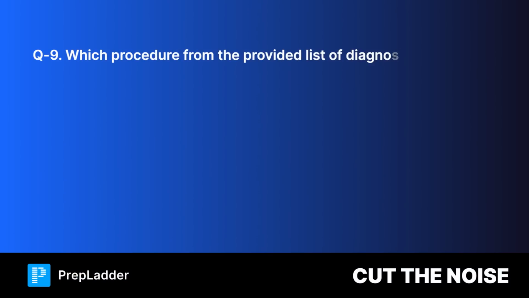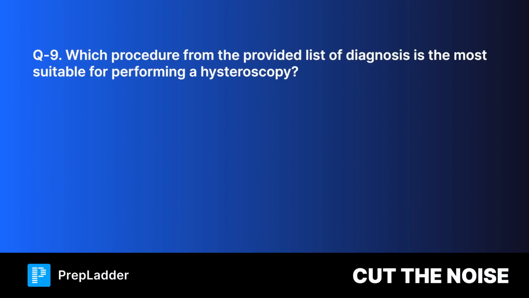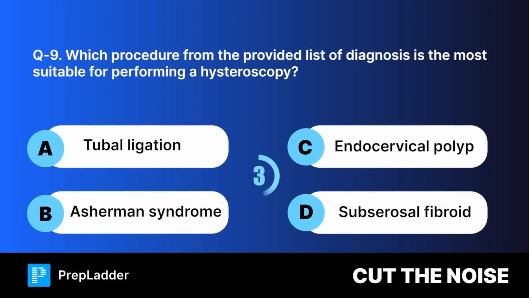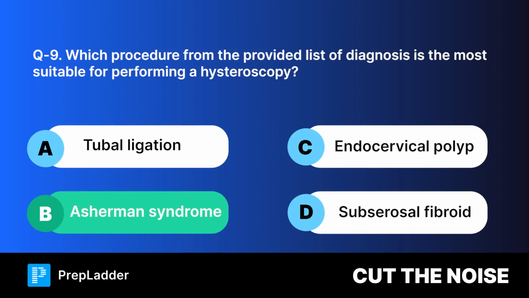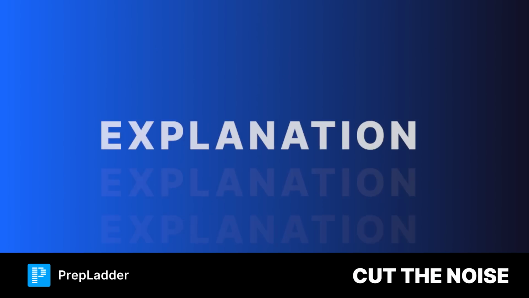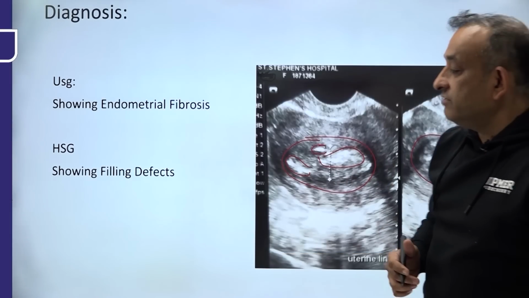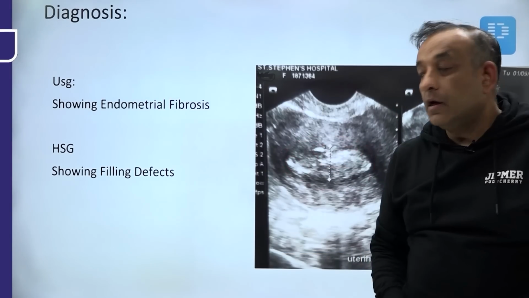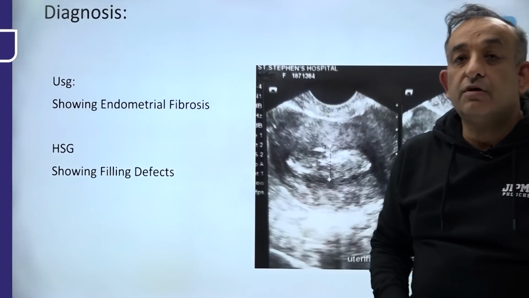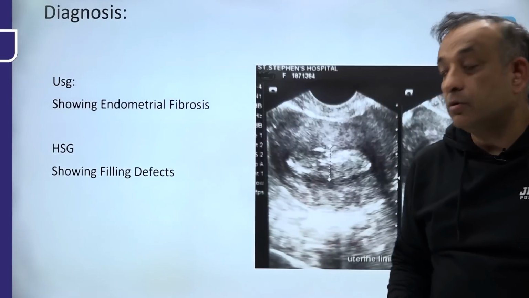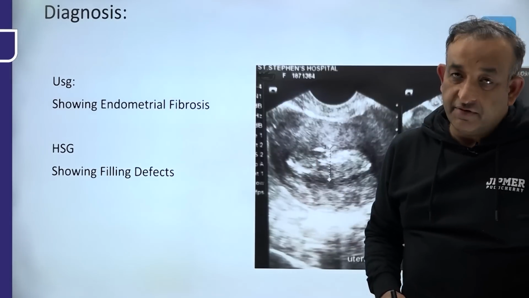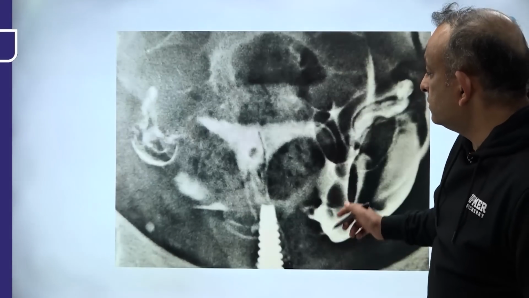Question 9. Which diagnosis from the provided list is the most suitable for performing a hysteroscopy? Your options are, and the correct answer is Asherman syndrome. Here's the explanation. HSG will show you filling defects. Now, apart from the ultrasound, what are the other methods of diagnosing Asherman syndrome? We can use hysterosalpingography. In the hysterosalpingography, you'll see filling defects.